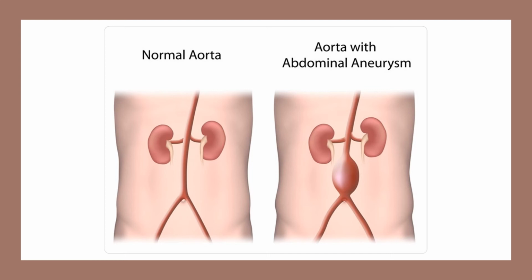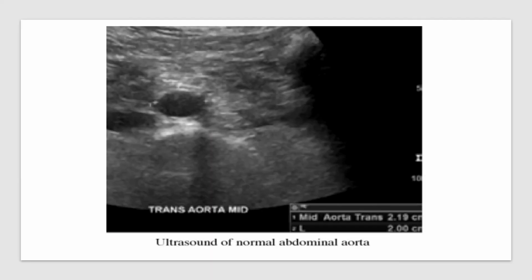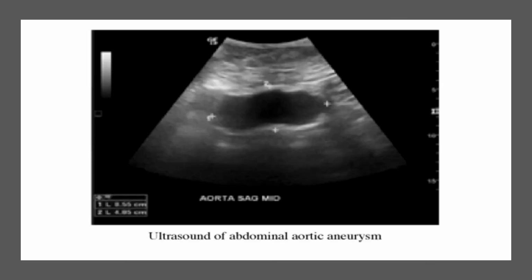On the left, we see a normal aorta. On the right, we can see an aorta with an abdominal aneurysm. I also included some ultrasounds to help give a better view. This is how a normal aorta should look on an ultrasound. It has its regular size. It is a dark circle in the middle. However, in this ultrasound, the aorta is enlarged, portraying an abdominal aortic aneurysm, as shown in the middle.